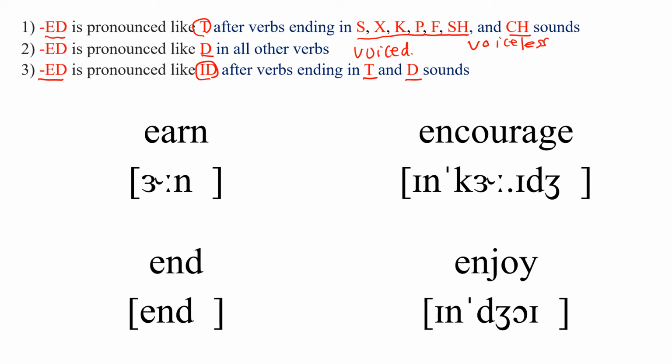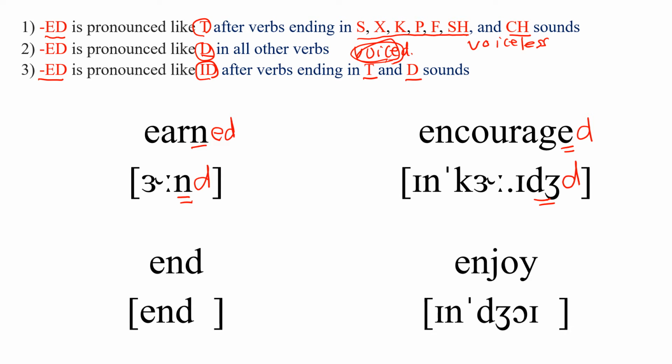The first word, earn. This ends in a consonant, so we make the past tense by putting ED. And this is the N sound, which is voiced. So it's going to be earned. Next one, encourage, E ending. So we just put D. And the Z sound is voiced, so we put D only here. And then it's going to be encouraged.